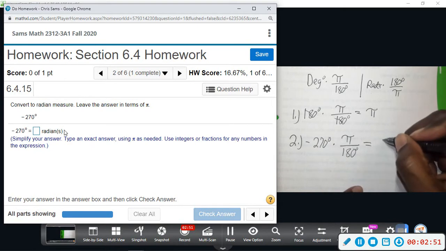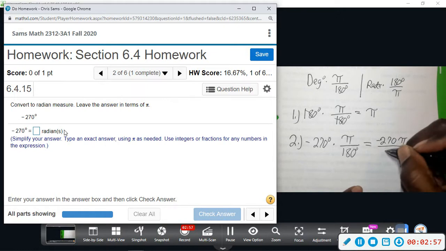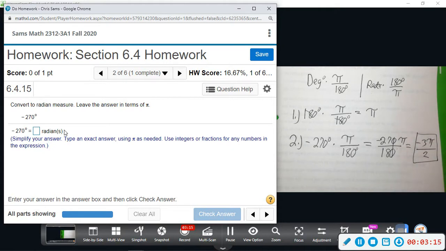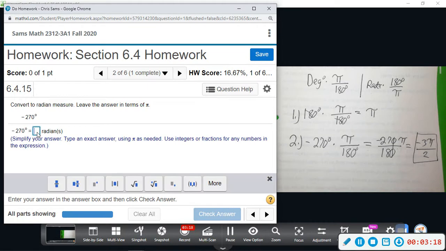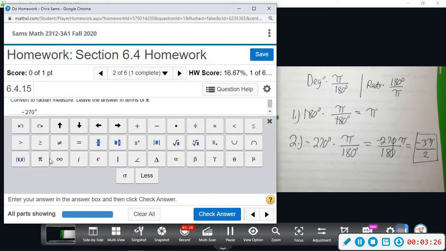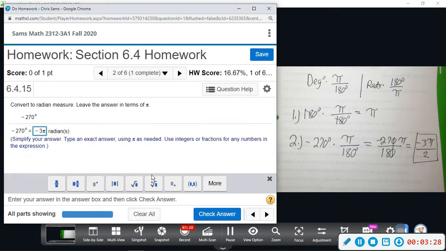So we get, let me just do it like this, negative 270 pi over 180. That's what happens when you multiply. So cross the zeros out, divide by 9. So that gives us negative 3 pi, divide by 9, that gives us 2. So negative 3 pi over 2. That's the radian measure of negative 270. Where's my pi? Divided by 2.